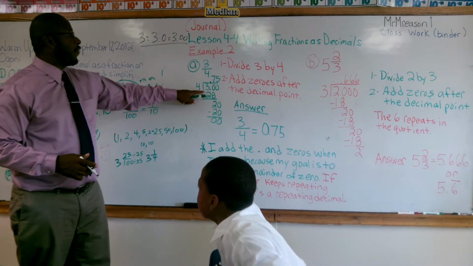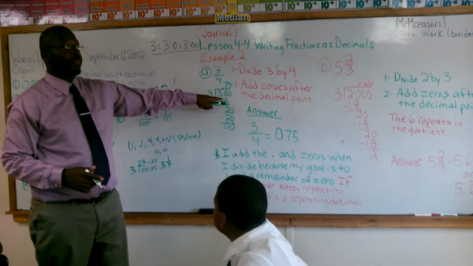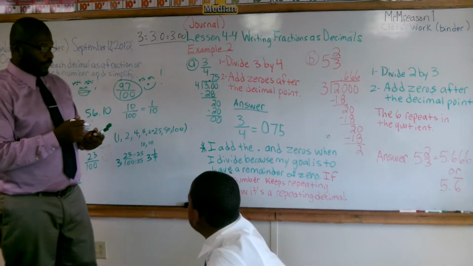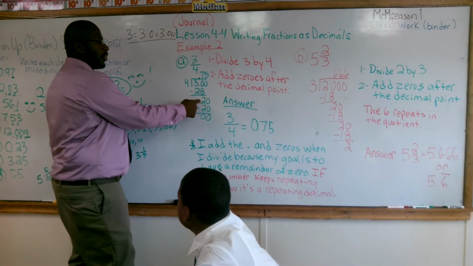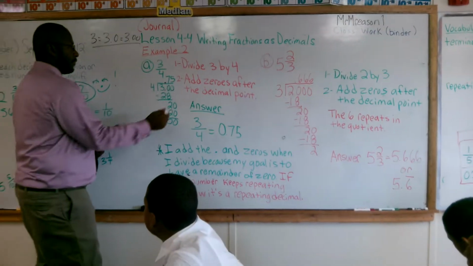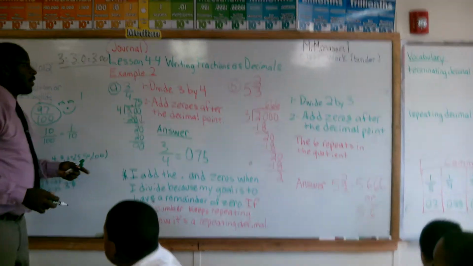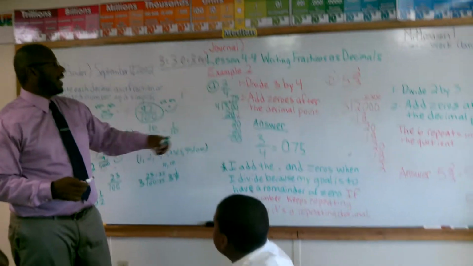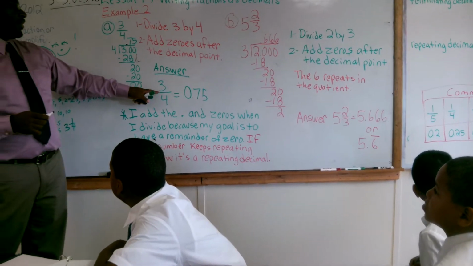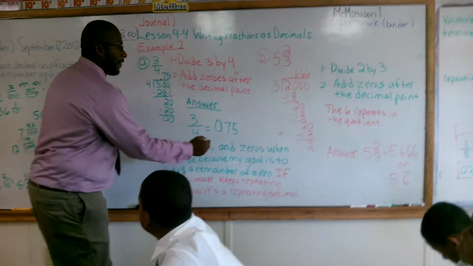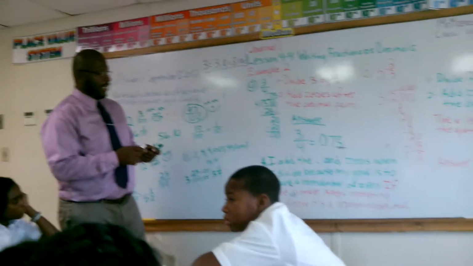So now I'm taking 4 into 30. You see that? 4 into 30, 7 times. 7 times 4 equals 28. Subtract, bring down the 0. 4 into 20 goes 5 times. So the answer is 3/4 equals 75 hundredths.